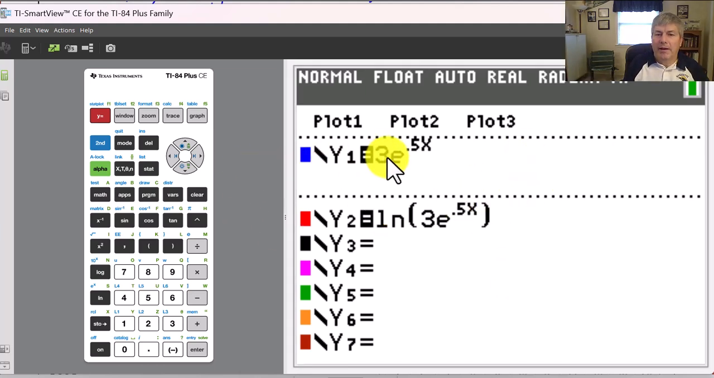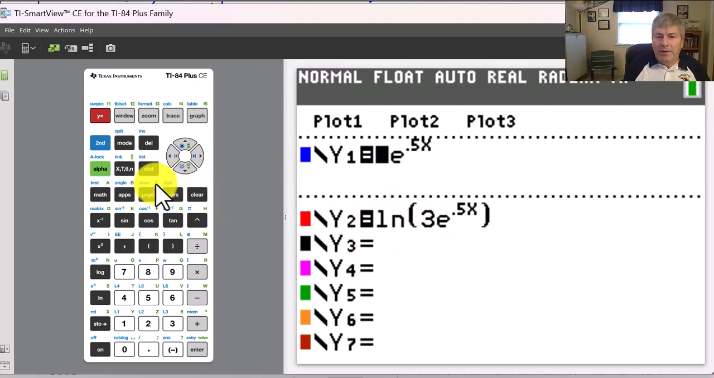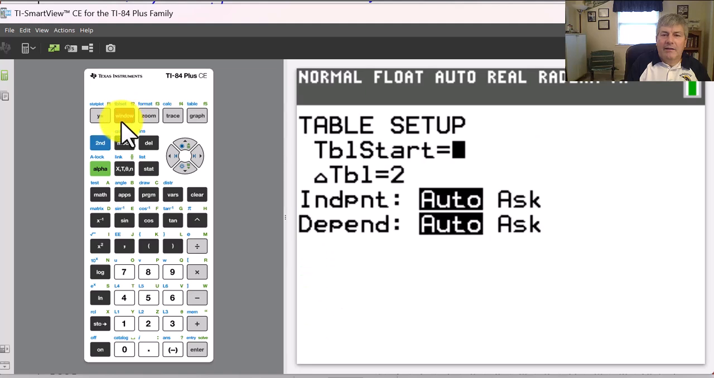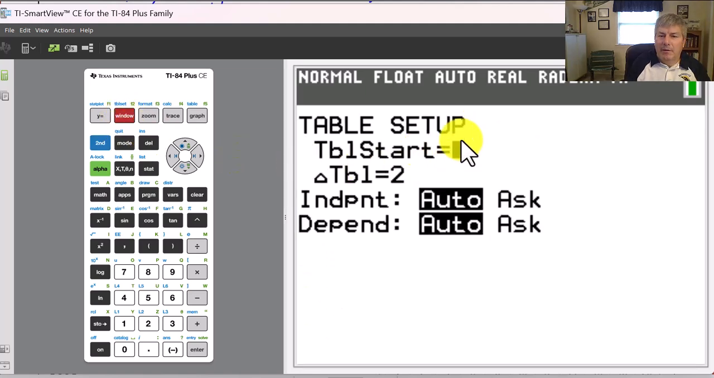I put in my calculator 3e to the 0.5x. My outputs will be column 2, and then I'm going to use my outputs from column 2 as my inputs to create column 3. I put my two equations in, and I can go to second table set, and I'm going to start my table at 0, and I'm going to count by 2s because I see my table's got all even numbers.